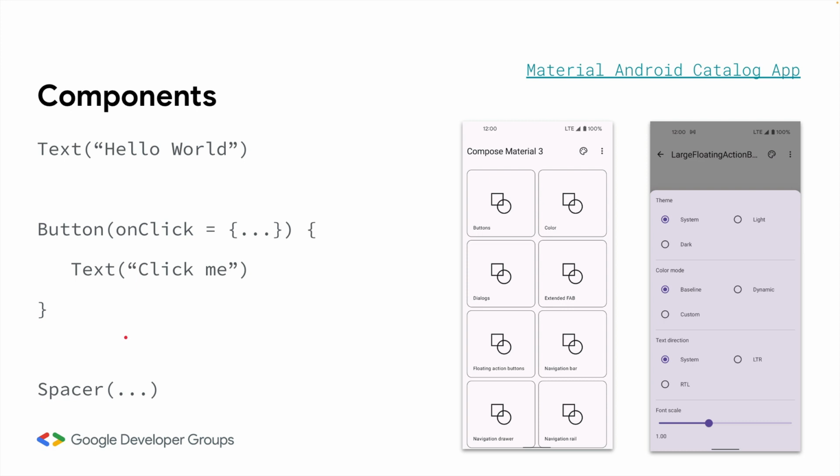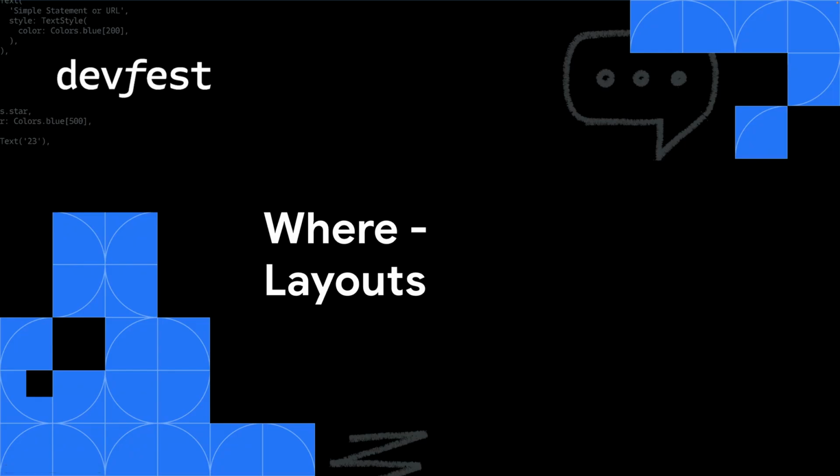So on the basic Compose components were built the Material components, and the Material components could be Material 2 or Material 3. There's a Material Android catalog app that will show you all of the different components you can use. And this Material Android catalog app is also open source. So you can see exactly the code for each of the components that you want to place on the screen. Now, where would we put these components? So how do you control where the components go on the screen?